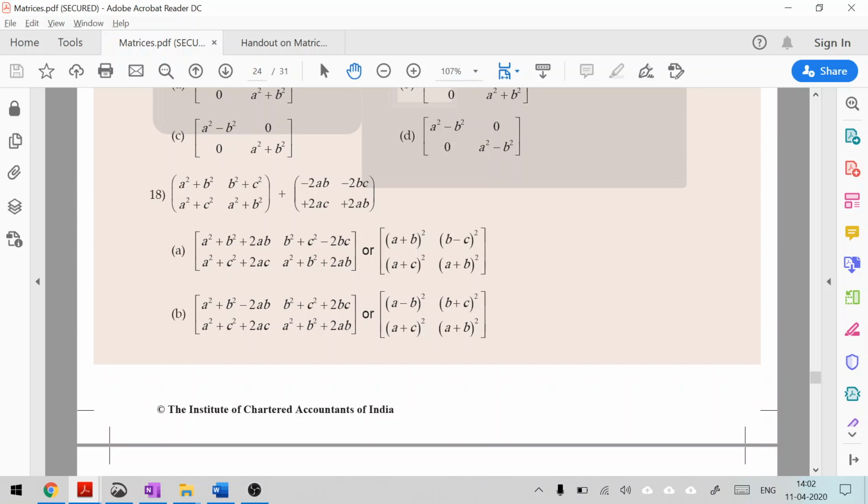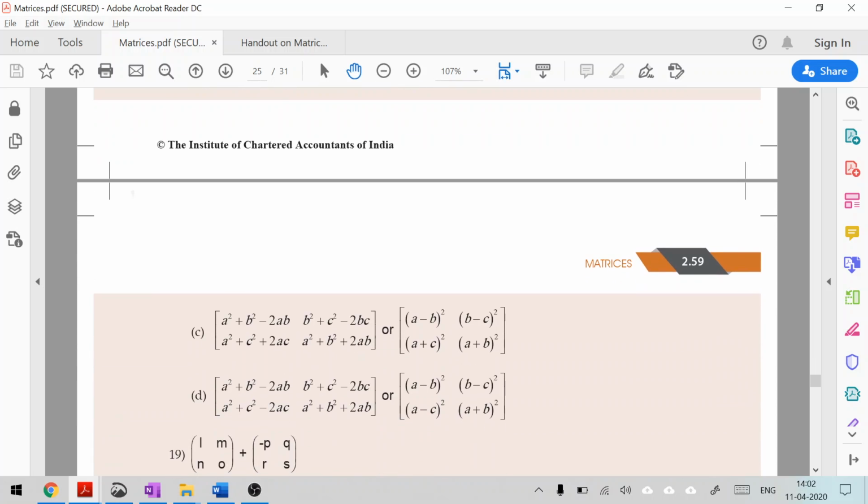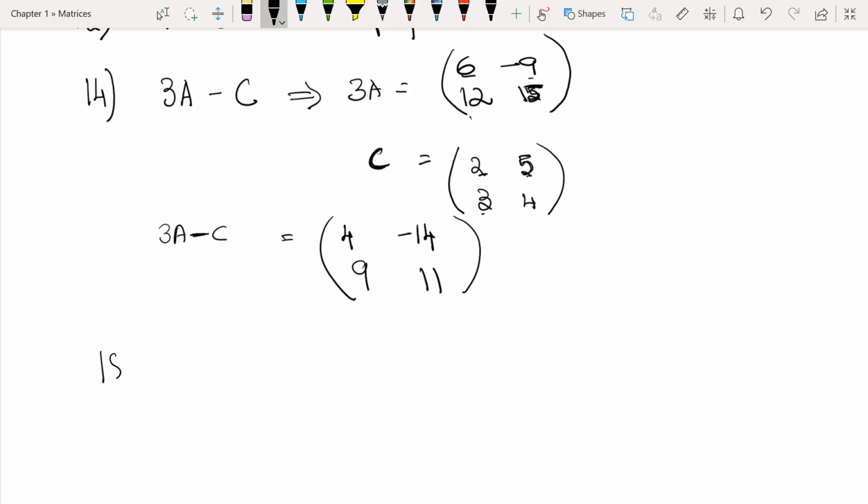What does it say? It is nothing but A square plus C square plus 2AC, which is nothing but A plus C the whole square. So where do you have it? Only in option C, right? So answer for the 18th one is option C. Easy.